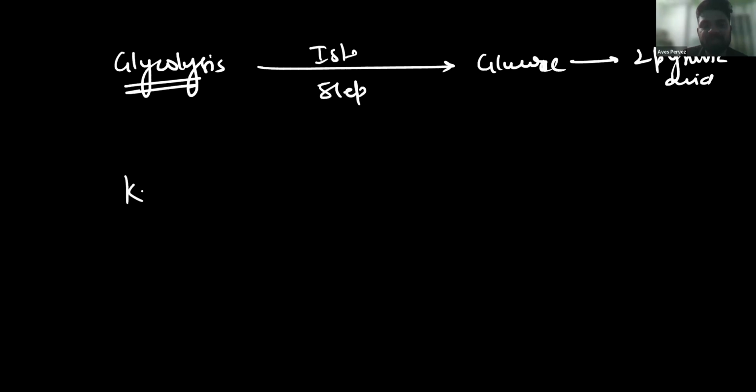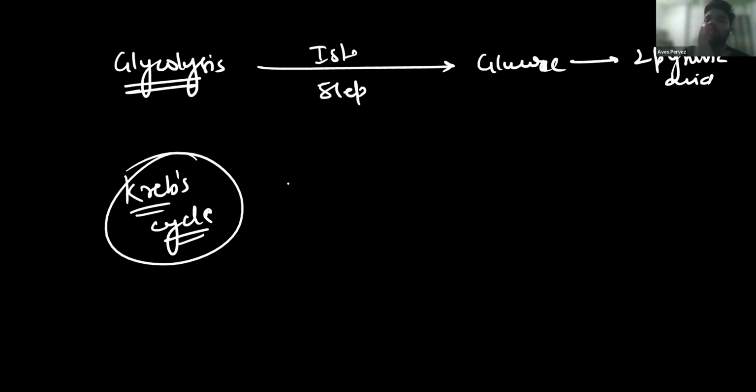Now the second step is the Krebs cycle. What is the Krebs cycle? This I'm going to give you. If you are writing this answer in the examination and you forget the name Krebs cycle, okay, so let it be. But you must be clear about what is going to happen.